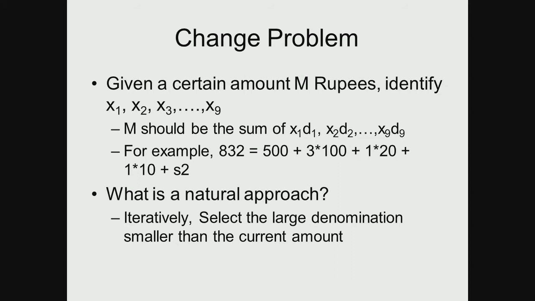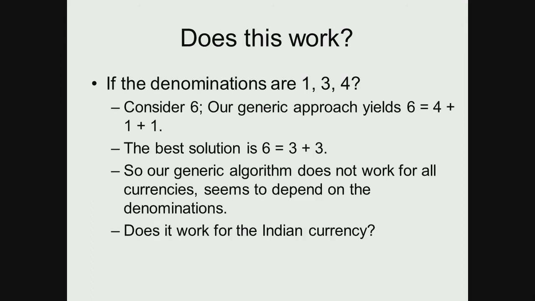We pick 100 once, then the balance is 232. The largest denomination smaller than this amount is another 100 and so on. So, we pick 3 times 100 rupees. Then we pick a 20 rupee note because the balance that is to be expressed is 32 rupees and so on. So, the generic idea seems to be that we select the largest denomination that is available such that it is smaller than the current amount that we need to express. Does this always work?